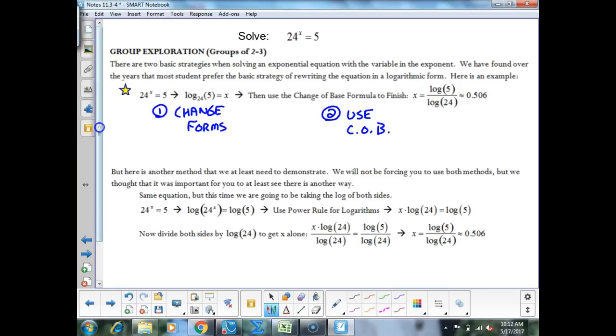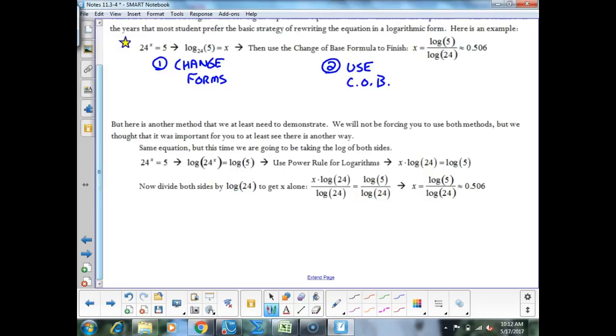An alternative method, if that's not your cup of tea, if that's not your jam, then there's an alternative method. Same problem, we can first take the log to both sides. Then we can use the power rule and then divide both sides by a log.